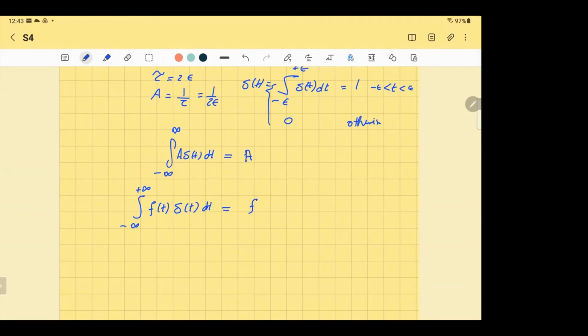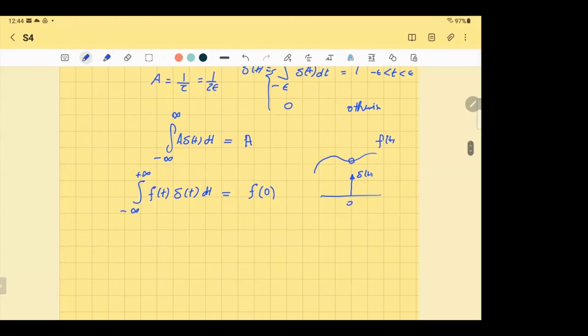But there is something: f of 0. Why? Because delta t is defined at t equals 0. So if you have a function f of t and you have an impulse delta t, it's defined at 0. So when you multiply and integrate, you will get the value of the function at t equals 0.